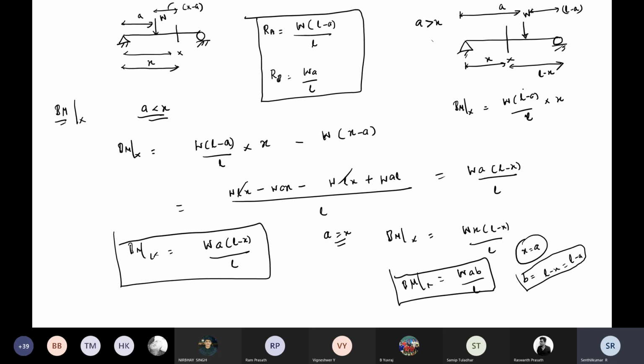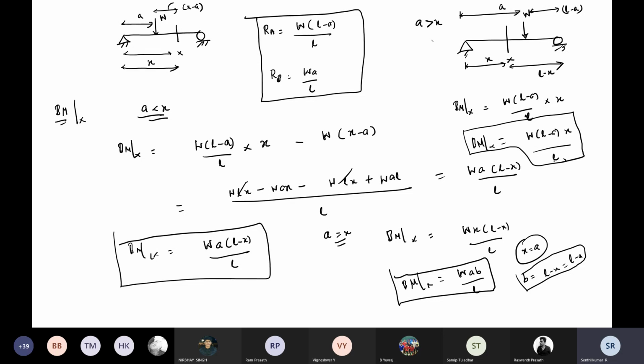So I don't have any load here. The bending moment is W (L minus a) x by L. Again, if I am keeping x equal to a, L minus a is nothing but your b. So W a b by L is what will come as the bending moment at x.